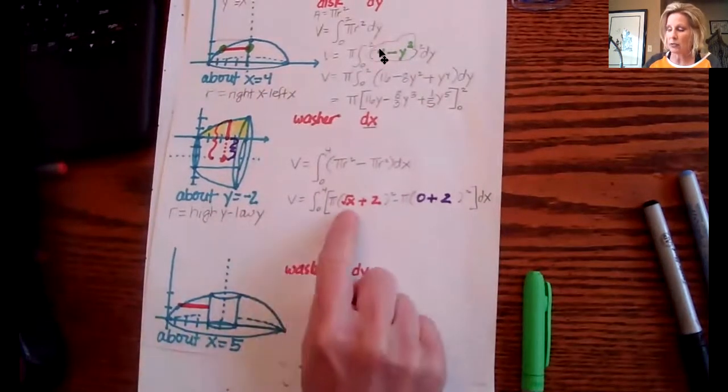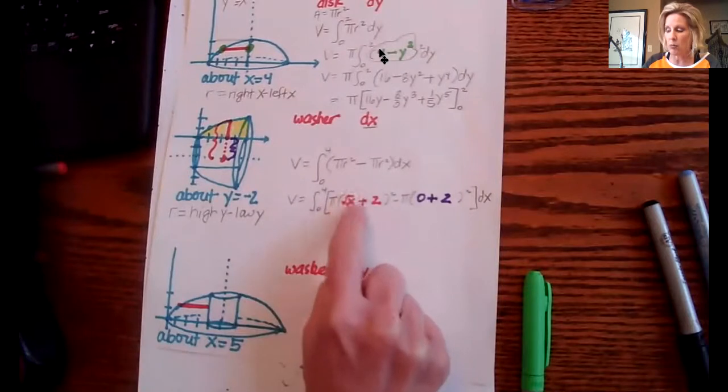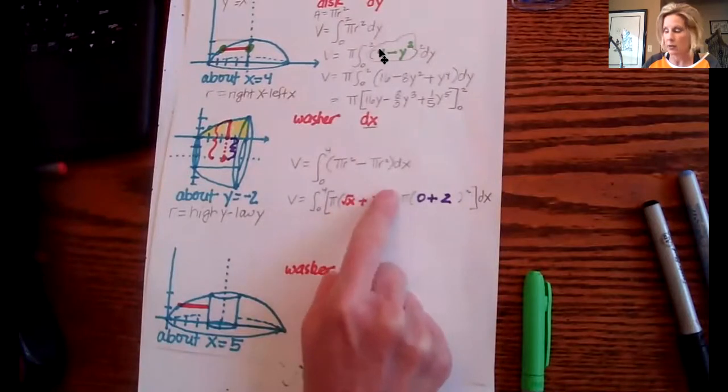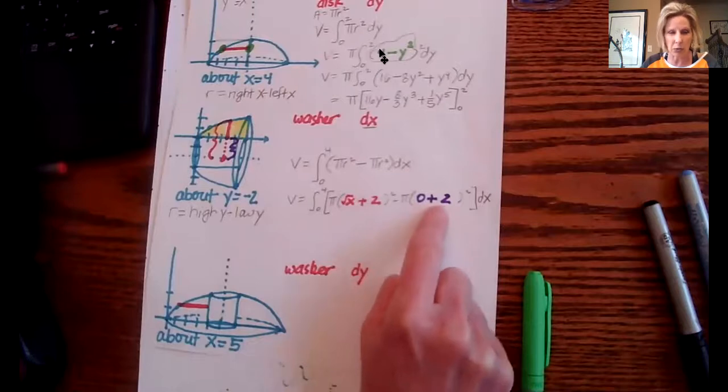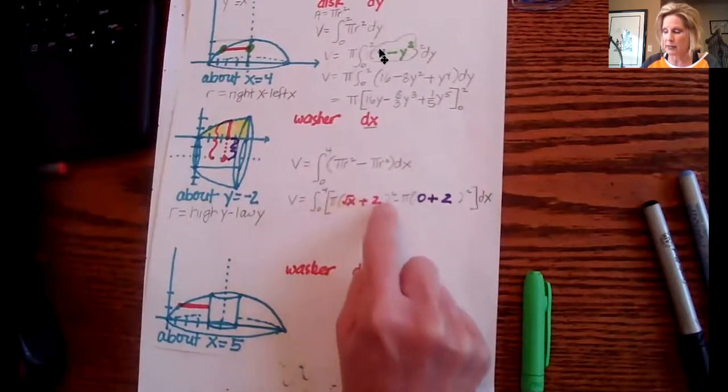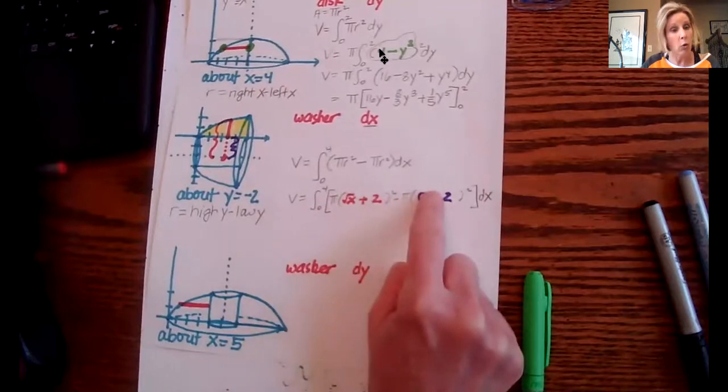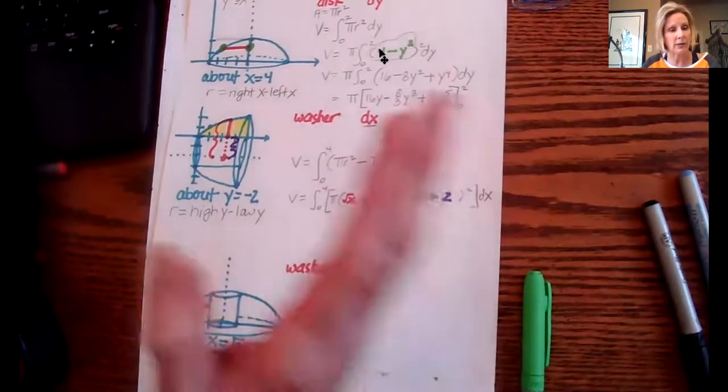So guys, on this one, I would need to square this trinomial, the square root of x plus 2 squared. Here, I'm just going to say 0 plus 2 is 2, squared is 4. So I'm going to say pi times whatever this is minus 4 pi. Or what would be even better when I go to work it out is to factor the pi out.